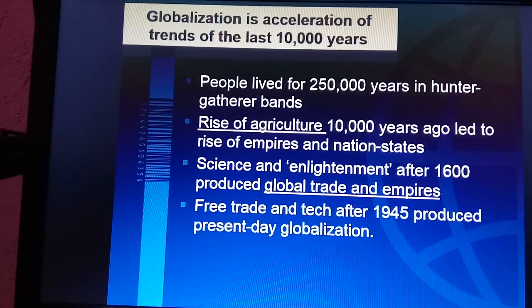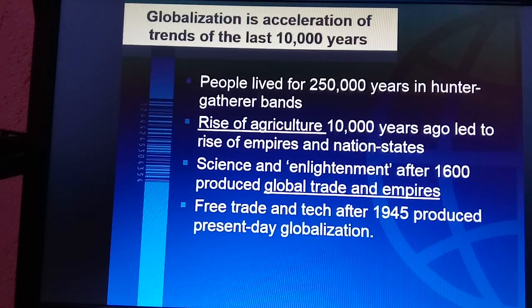Independent from religion. Okay, so produce global trade and empires, with the trade companies that they had, such as the Dutch East India Company and the British East India Company. They searched for spices because spice was the most profitable trade at that time, way back in the 16th century. Free trade and technology after 1945 produced present-day globalization.